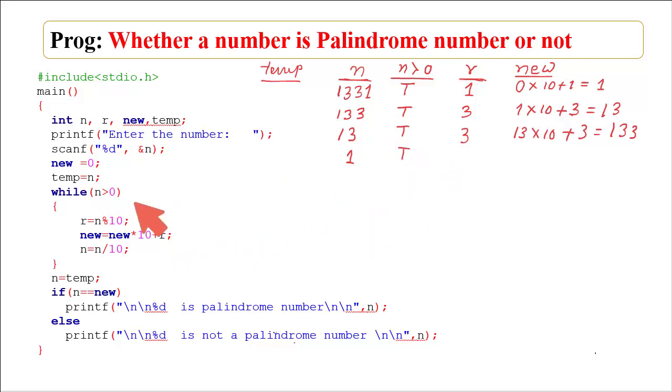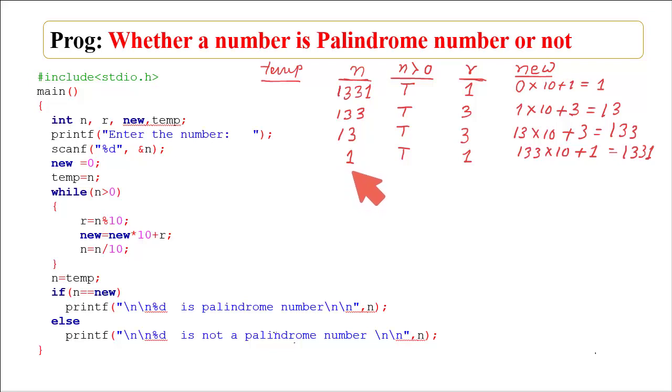What will be the r? R will be 1 divided by 10 and remainder. The remainder is 1. What will be the data inside the new variable? This is previous value 133 multiplied by 10 plus present value of r. This is 1. So this is 1331. Next, n will be n divided by 10.